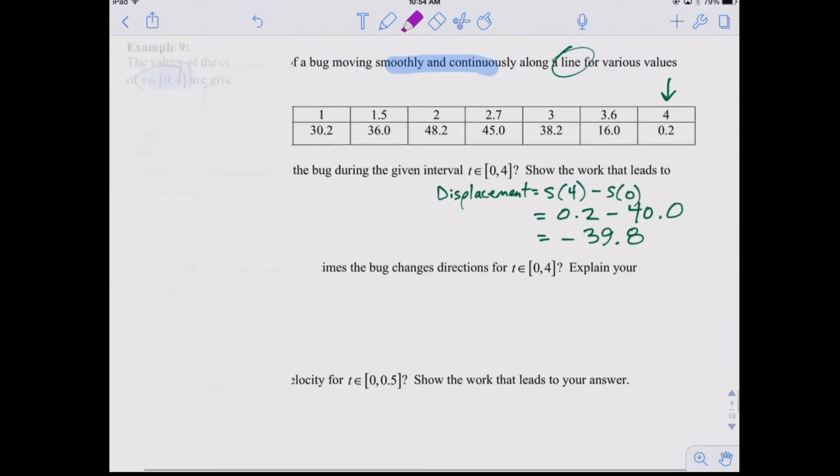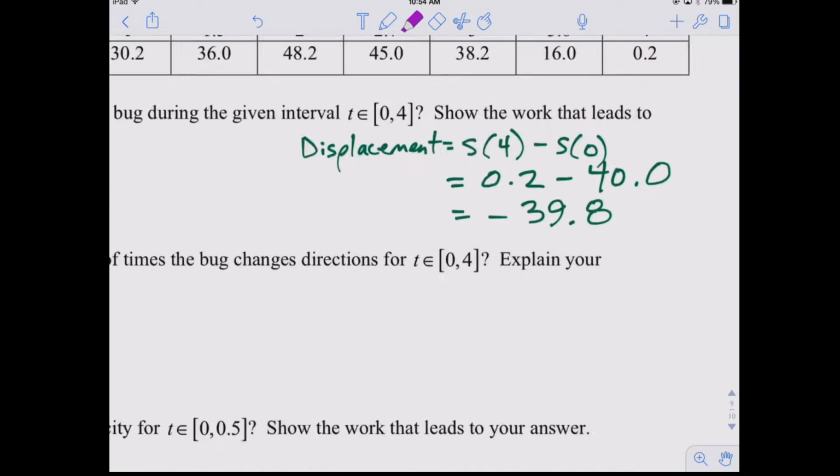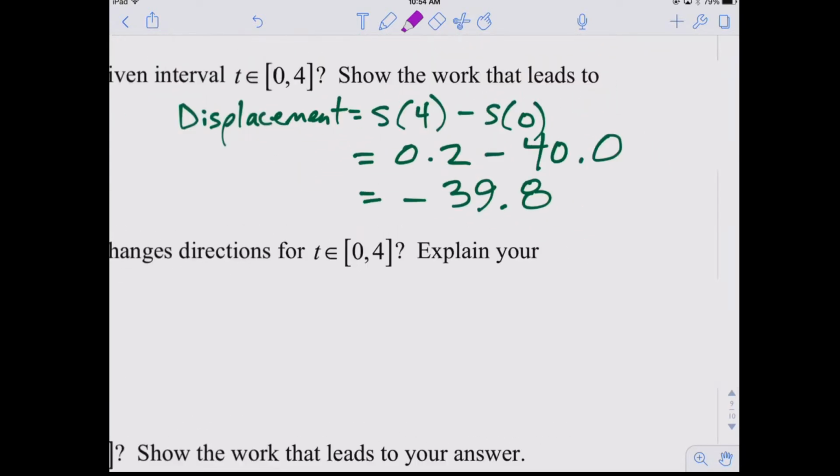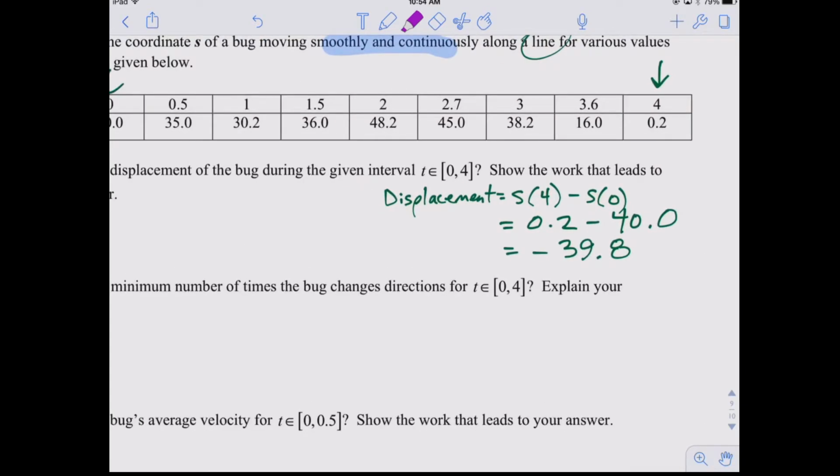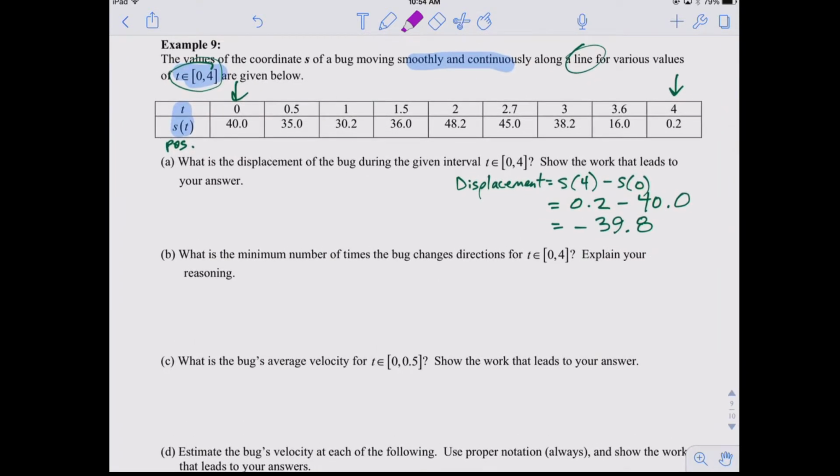Right. Probably so, yeah. So what, again, this means is over that 4, we can call it seconds or days or whatever, the bug is 39.8 units to the left or below, in the negative direction, from where it started. That's what we know.